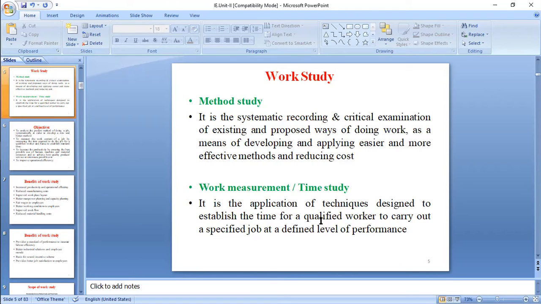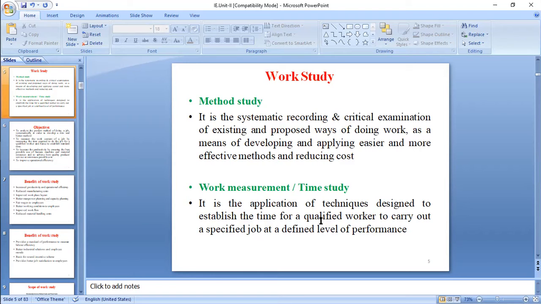This standard method is what we need to find out by using systematic recording and critical examination of the existing work. Once we find this standard method, we need to set a standard procedure for the given existing work, to improve the efficiency of that method. This is related to your method study.